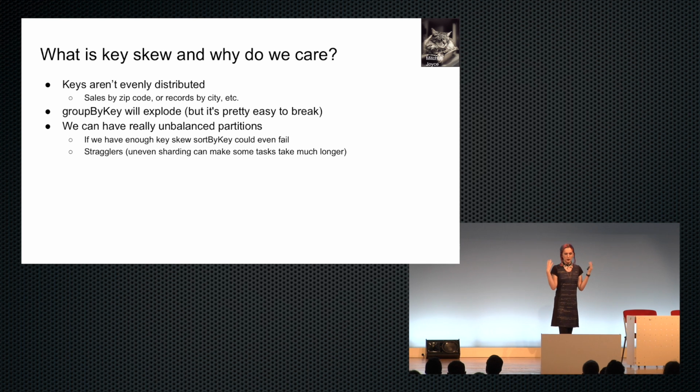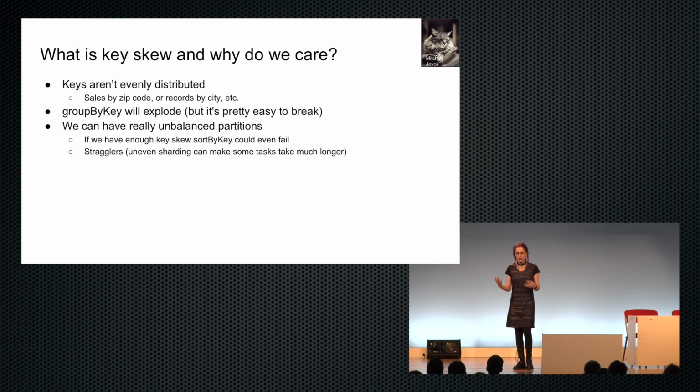So why do we care? When our keys aren't evenly distributed, groupByKey will explode. But that's not really all that hard to make happen. We can make groupByKey explode in a lot of perfectly reasonable situations. But even if we don't have the situation where something explodes, if we have key skew, we can really easily get into the situation where we have unbalanced partitions, or we end up with a partition which is beyond the partition limit in the shuffle of 2 gigs.